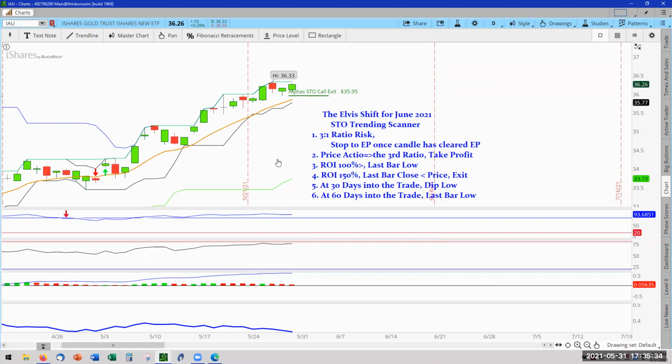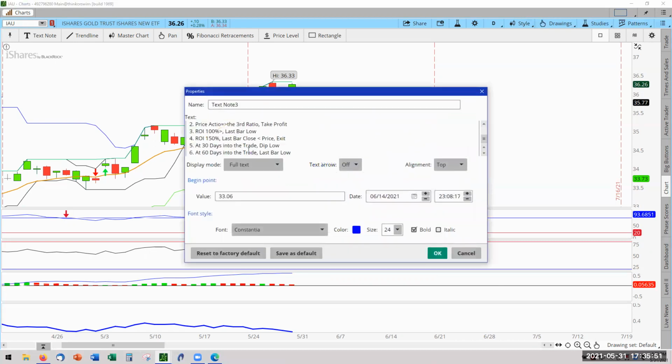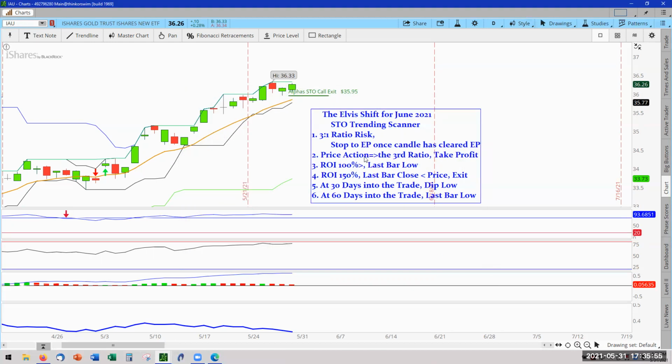Other rules here for the new Elvis Shift going into June. Number one, we are still going to stay with our 3-to-1 risk ratio. That is that we are going to be targeting the third right there. We are shooting for the third ratio as a take profit. We are going to take profit. We're not going to go with a dip or low.